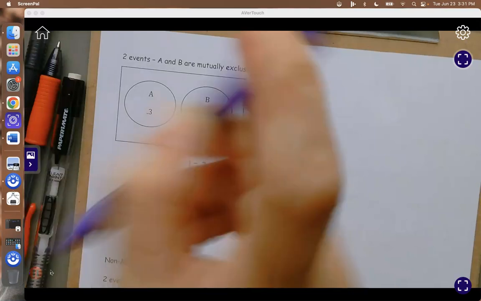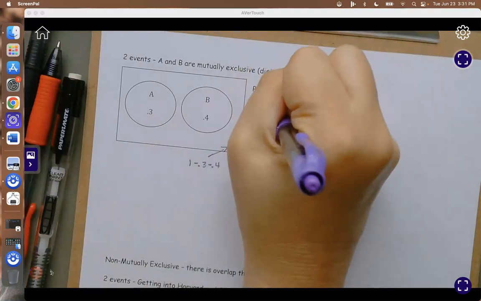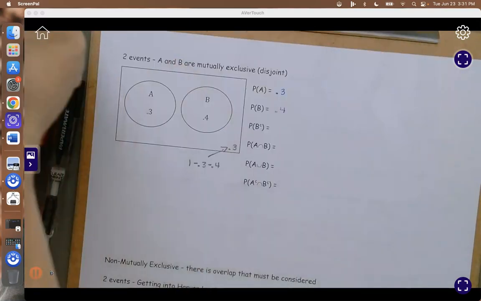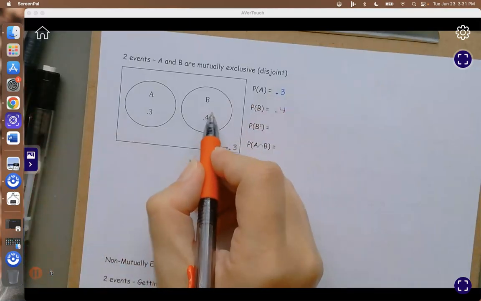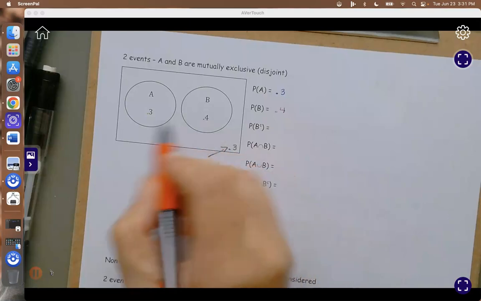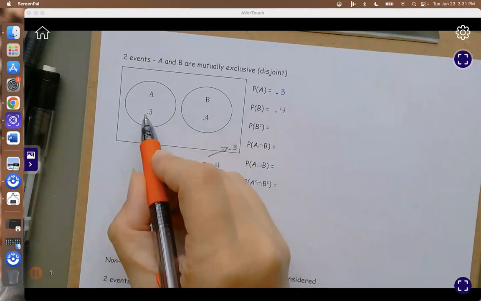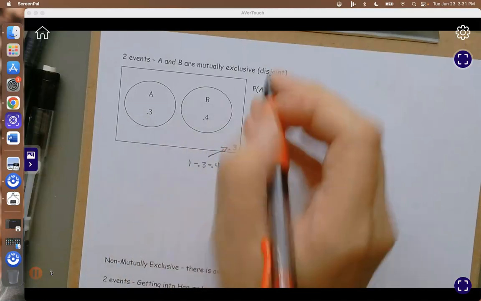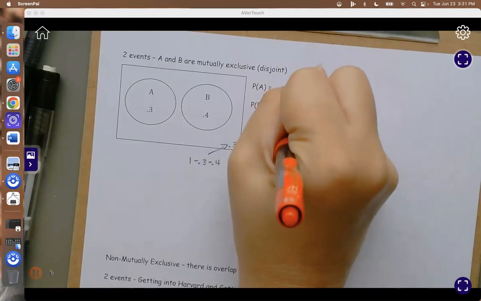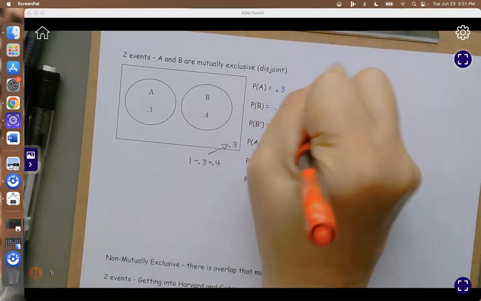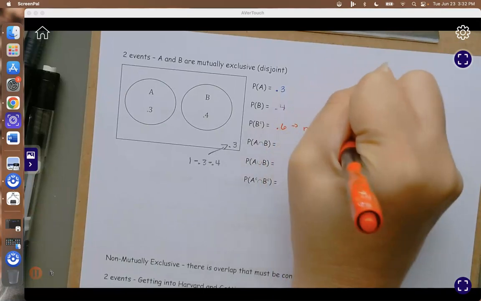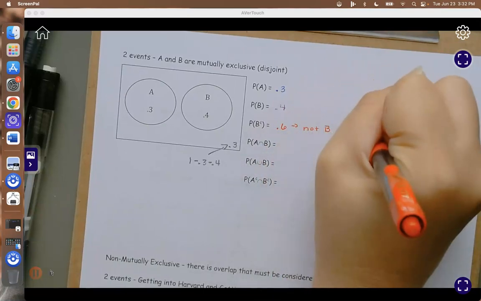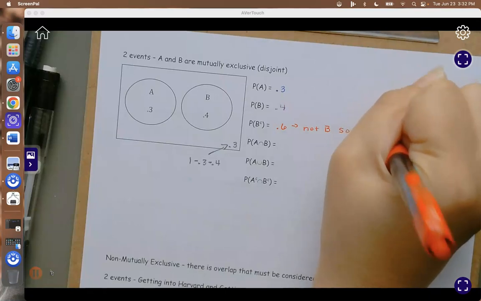Probability it's going to be B. Well, that's 0.4. Probability it's not going to be B, so you take the 0.4 out. So what do you have left? So that's 0.6. So if you want to put little notes over here, not B, so 1 minus 0.4.